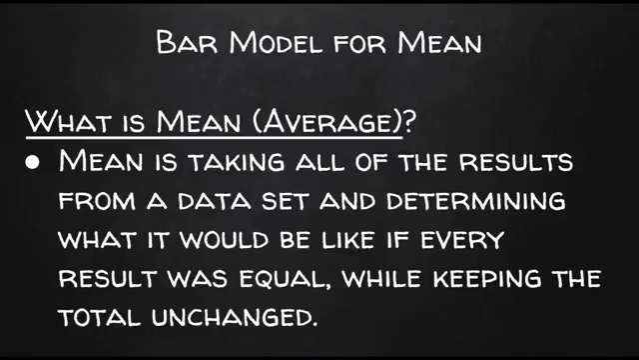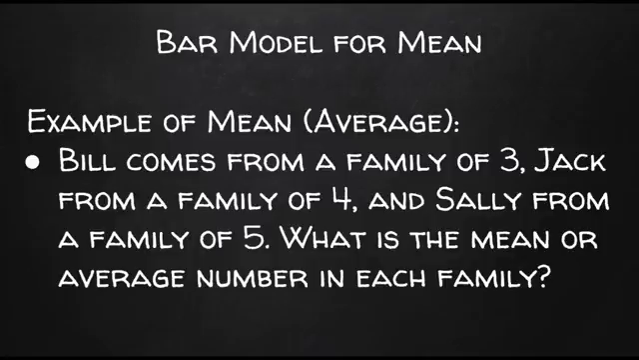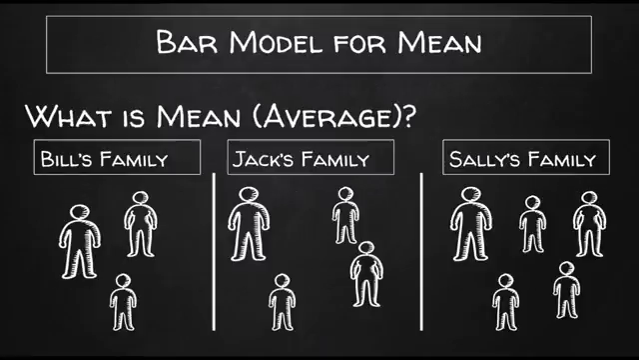Let me give you an example. In this example, Bill comes from a family of 3, Jack comes from a family of 4, and Sally from a family of 5. What is the mean or average number in each family? Here's a visual representation of what each family might look like. There's Bill's family, 1, 2, 3. Jack's family, 1, 2, 3, 4. And Sally's family, 1, 2, 3, 4, and 5.